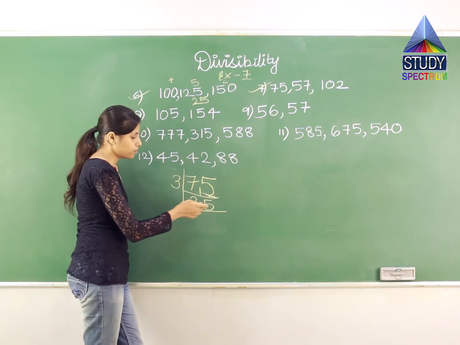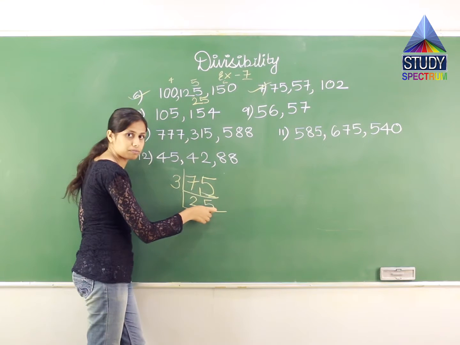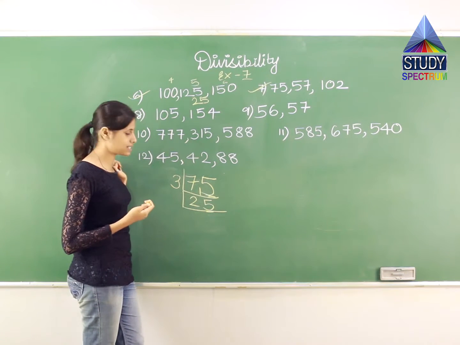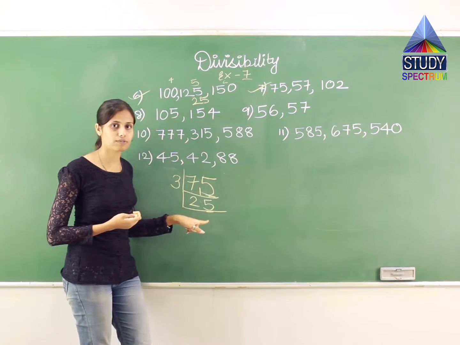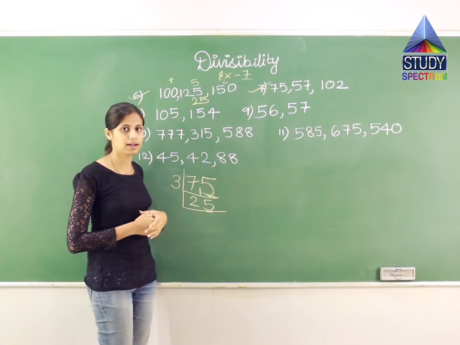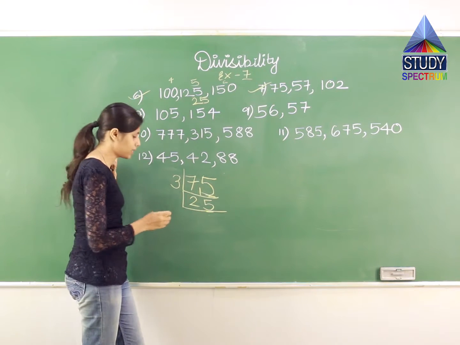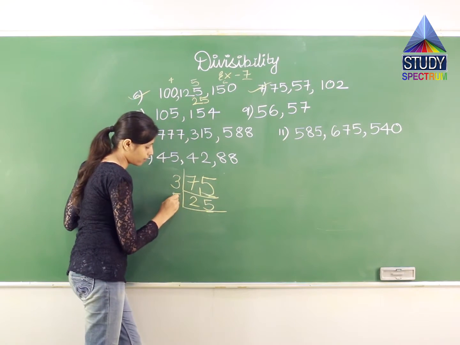So what I will do? I'll divide it by 5. Because at the end what I have? 5. And test of divisibility by 5 says for a number to be divisible by 5, it should have 0 or 5 at the end. And in 25 I have 5 at the end. So I can divide 25 by 5. So let us divide 25 by 5.